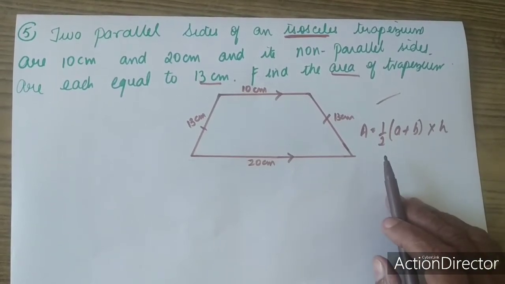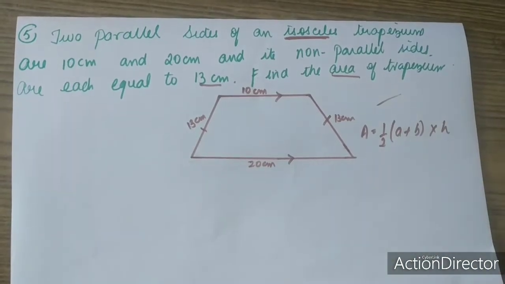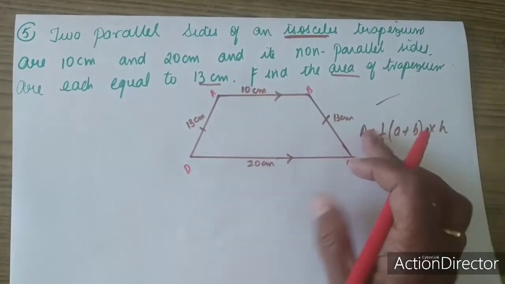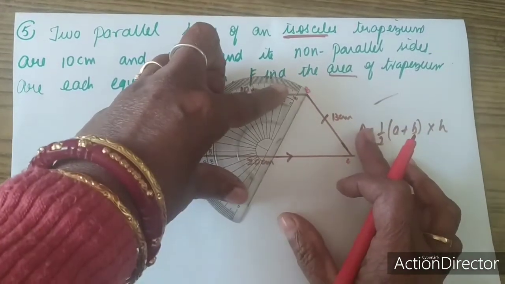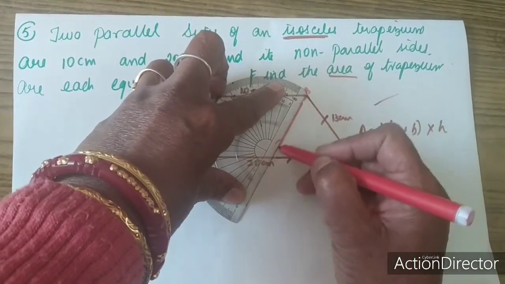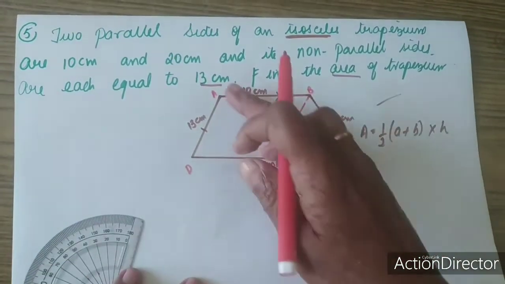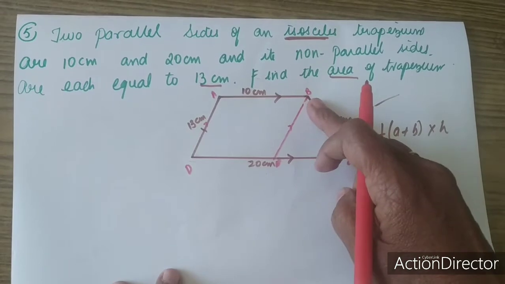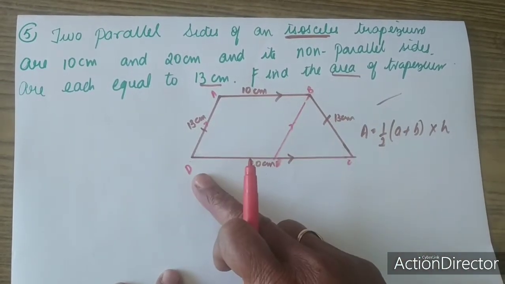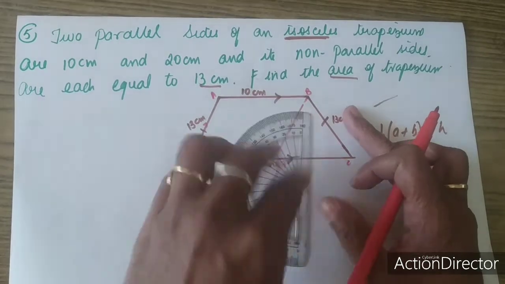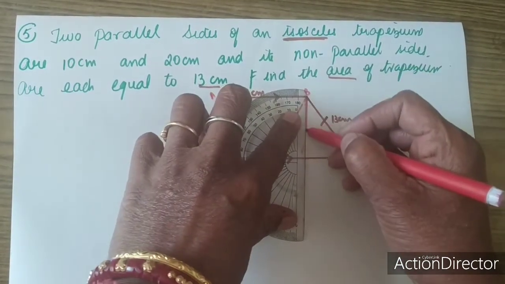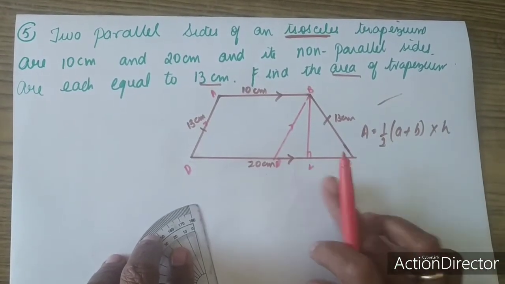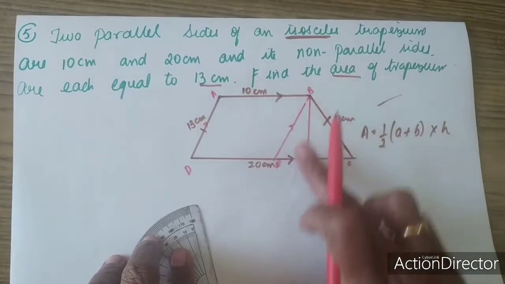So for finding the height, I am going to do a small construction. Suppose ABCD is a trapezium. I am going to draw BE parallel to AD. This is the first construction. Second construction, I am going to draw a perpendicular here, BL perpendicular, that is 90 degree, to EC. Now this is forming a triangle, BEC triangle.